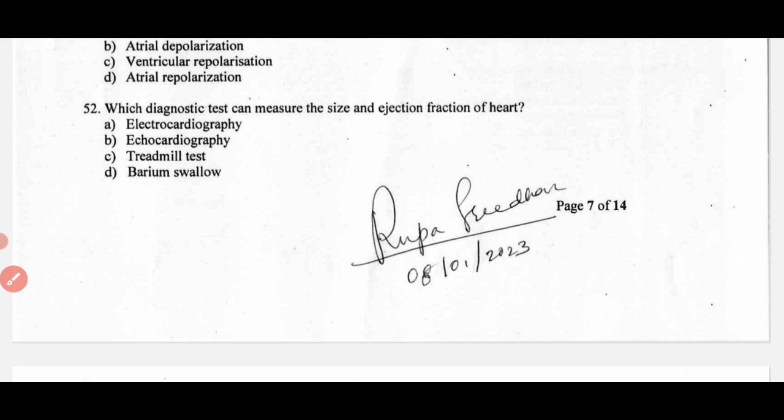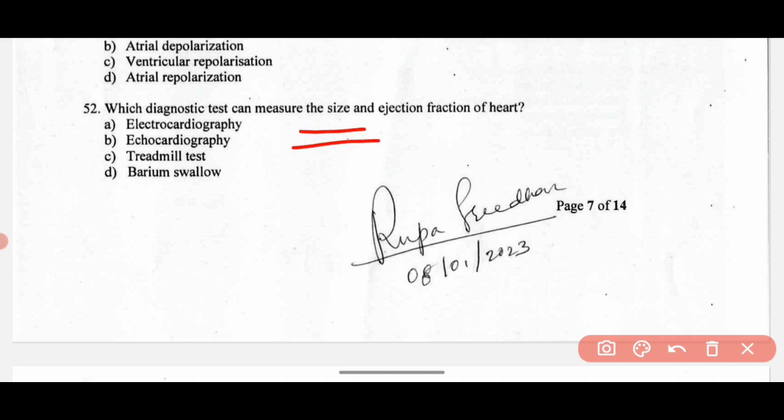Which diagnostic test can measure the size and ejection fraction of the heart? Here the keyword you are supposed to note is the test to measure the size of the heart. That is the first keyword. The second keyword is ejection fraction of the heart. So how will we measure the size of the heart? Four options they have given here: ECG, echocardiography, treadmill test, barium swallow. Among these four options, the diagnostic test to measure the size of the heart is option B, that is echocardiography. Not only the size of the heart, we can also see the ejection fraction of the heart.